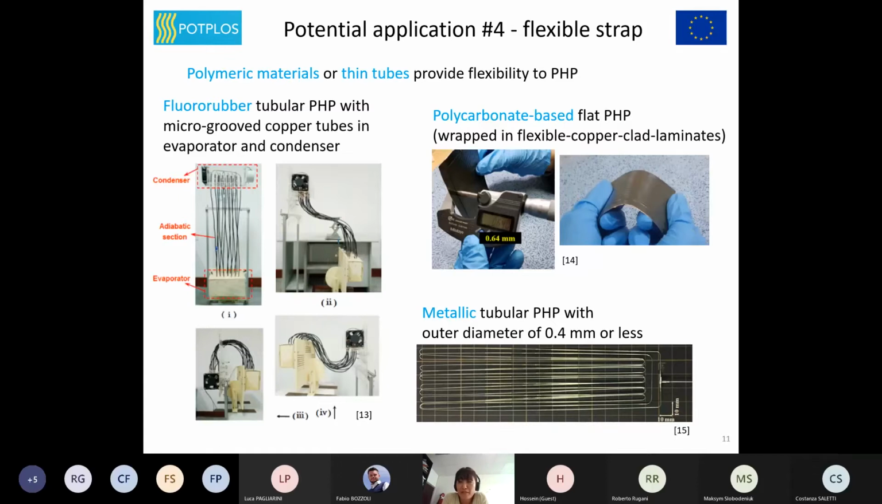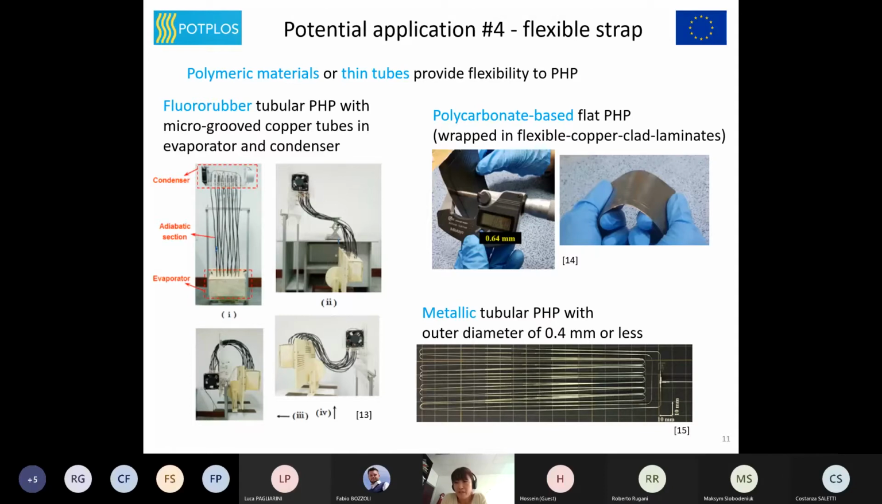PHP can also be made flexible without coiling. A flexible thermal strap is a useful device that combines high thermal conductivity and flexibility. So far, polymeric materials or thin metallic tubes have been proposed for flexible PHP. The four figures on the left show a fluoro-rubber tubular PHP with microgrooved copper tubes in an evaporator and a condenser.